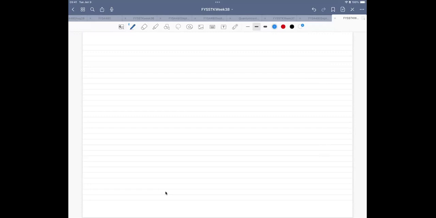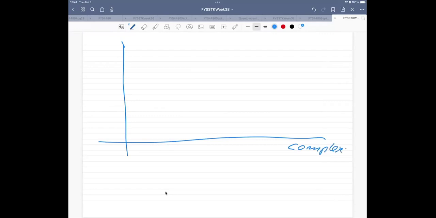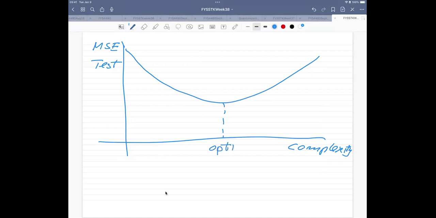Now, what we want now is the following. So if you go back to this figure which you had in the textbook, so we have the complexity of the model. And then I plot the mean squared error. And this is for test. Now, one of the things which we will see then is something like this. So this is the red curve. And at a certain point, it starts bending up. So these are the optimal parameters.